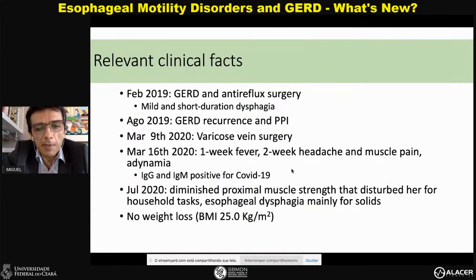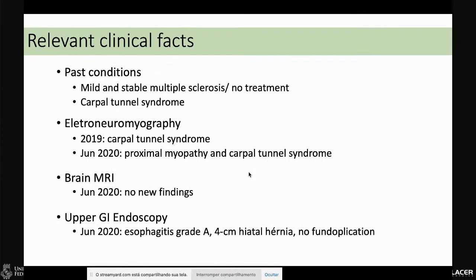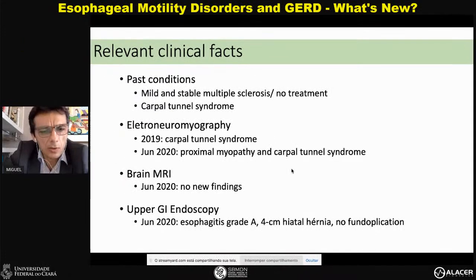She had no weight loss. Her body mass index was 25. She had some relevant clinical past conditions, a mild but stable multiple sclerosis needing no treatment, and carpal tunnel syndrome. She took an electroneuromyography in 2019. The diagnosis was only a localized neuropathy due to carpal tunnel syndrome. And this year, in June, the diagnosis was proximal myopathy and carpal tunnel syndrome. Her brain MRI this year had no new findings relative to previous ones. An upper gastrointestinal endoscopy, June this year, showed mild esophagitis, grade A, a 4 centimeter height of hernia, and no fundoplication was seen.